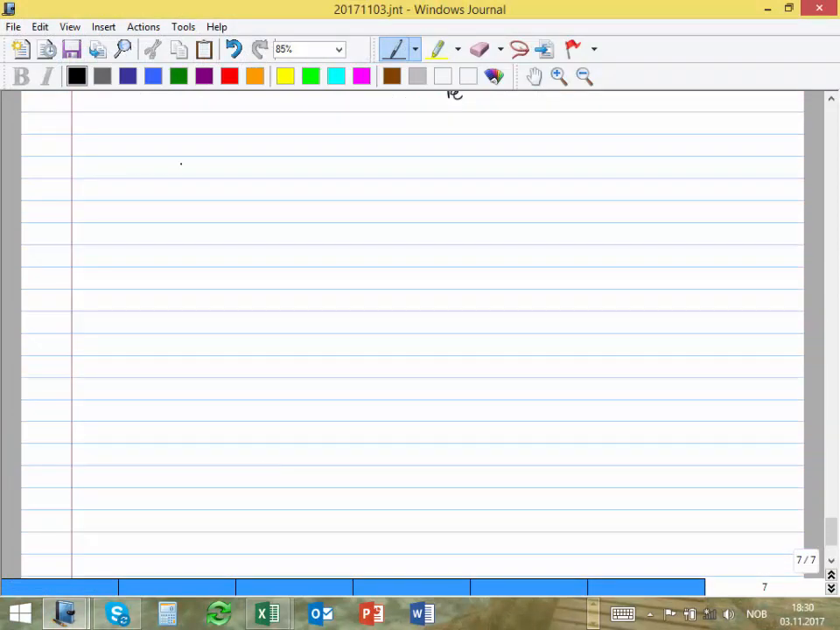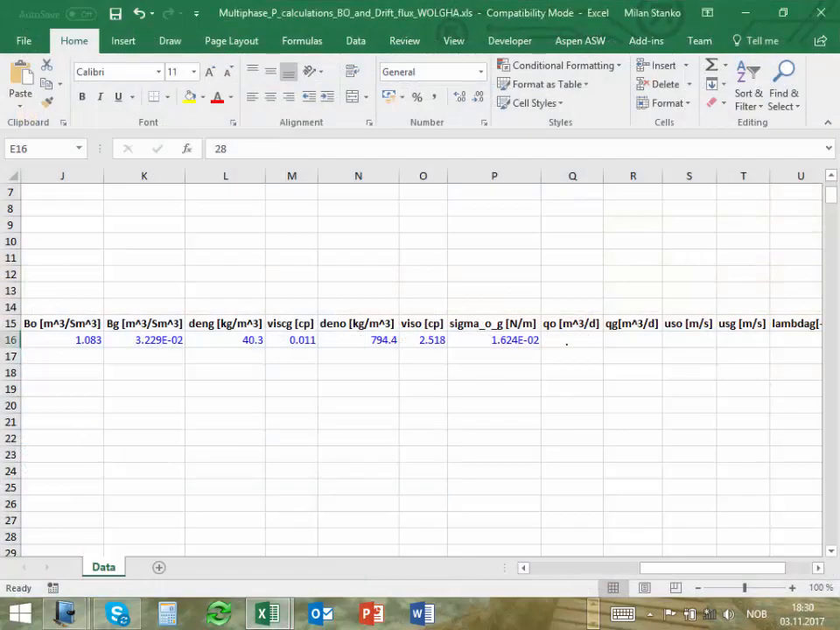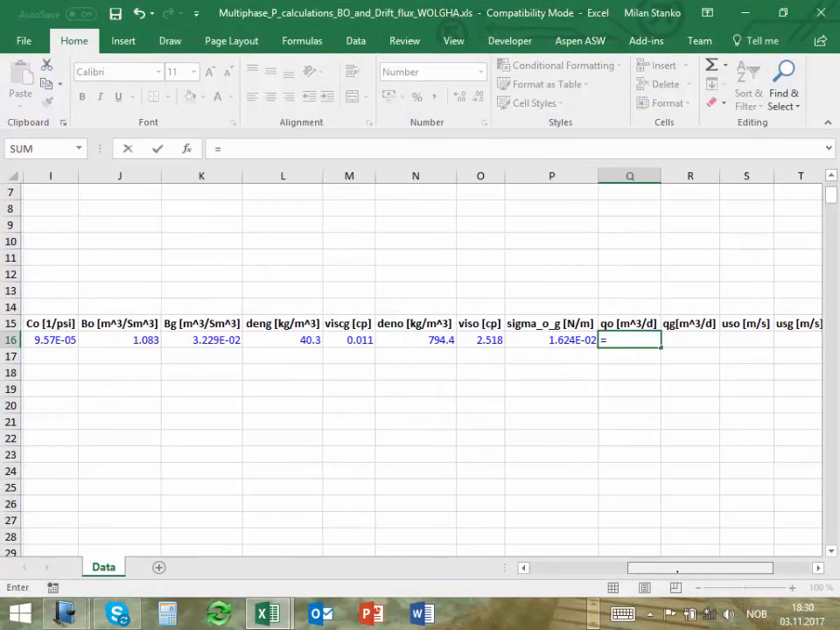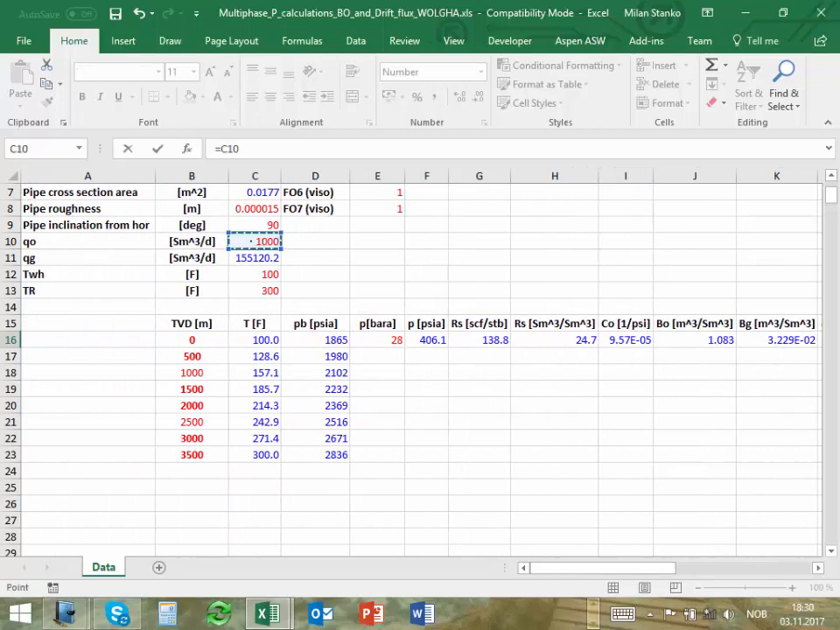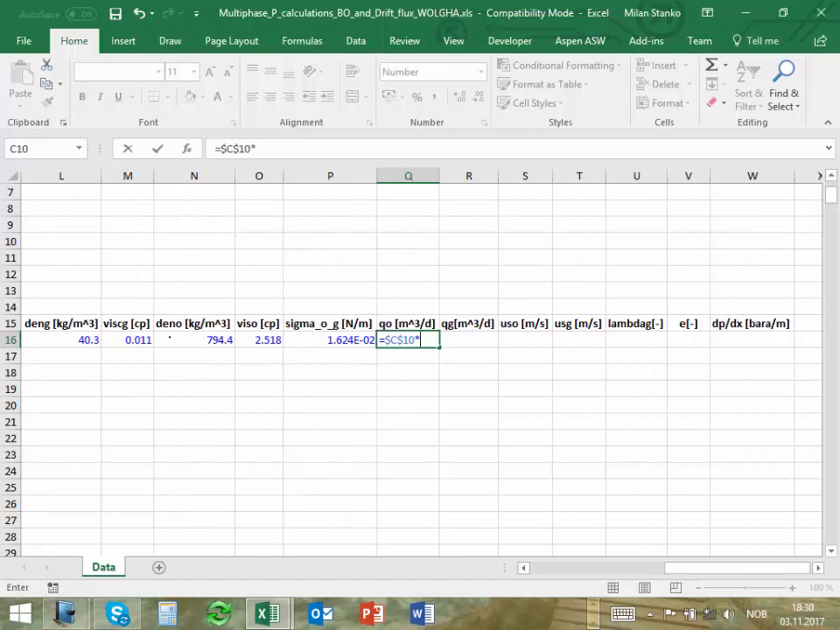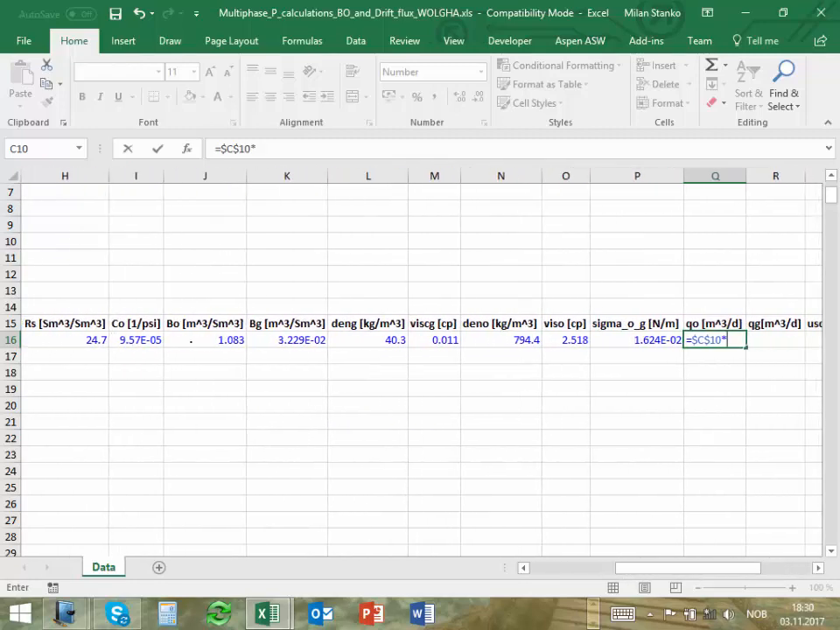We said Q oil at P and T is equal to Q oil at standard conditions times BO, and Q gas is equal to Q gas at standard conditions times BG minus Q oil times RS times BG, right? So these are the two expressions we are going to use, and we have everything else. So let's start. QO will be equal to the rate of oil at standard conditions, which is constant for the whole tubing, so I block it, times BO, which I have here to the left. Enter. That gives me that the rate was 1000.